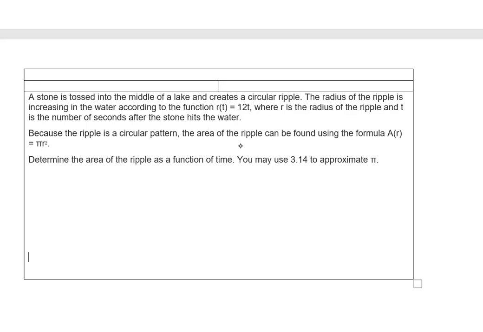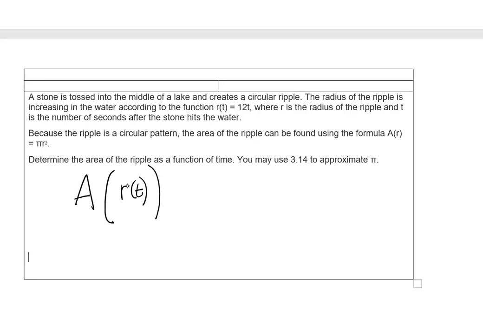Because the ripple is a circle pattern, the area can then be found using the formula area given R, radius, is equal to pi times R squared. Well, we know R given T is equal to 12T. Instead of using the R in the radius formula, we're going to use R of T, since we know that the radius is dependent on the time. So to find the area, we have to use the R of T value in my area formula to represent the area as a function of time.